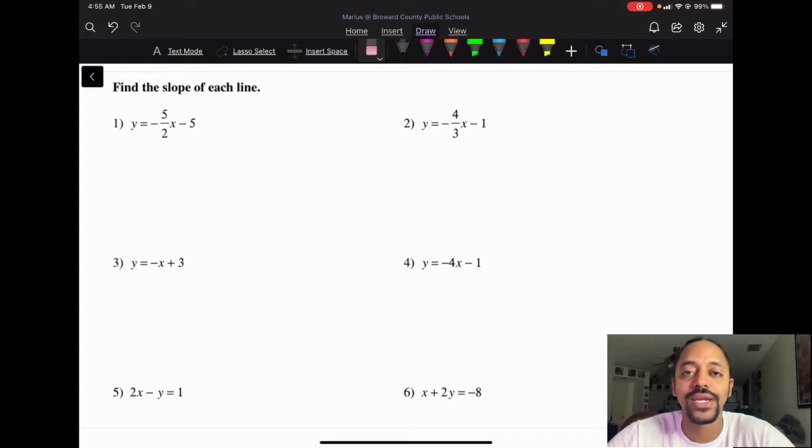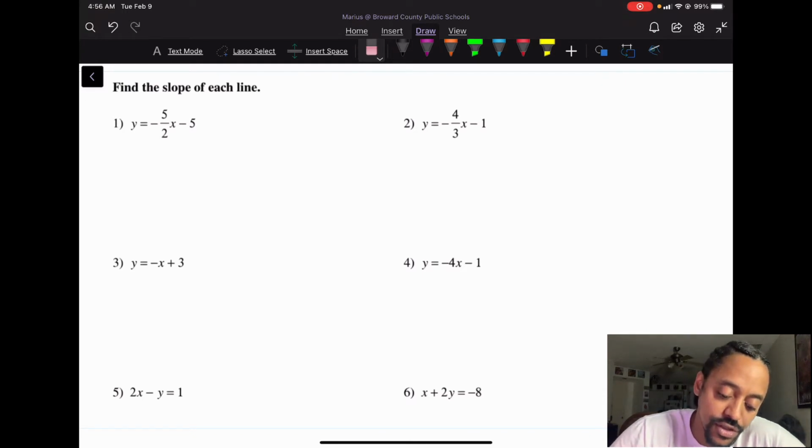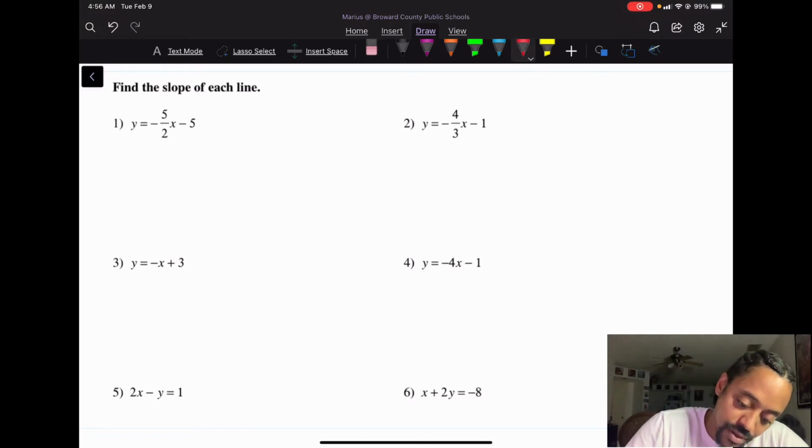Today, we're gonna do a short lesson on finding the slope given the equation of a line, okay? So let's go ahead and jump right in. Now, one of the key things that you need to know about finding the slope from an equation of a line, we need to know the slope-intercept form, okay? So I'm gonna write that out real quick. Slope-intercept form of a line.